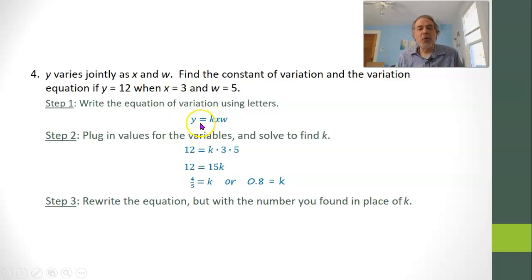So now we can go back and rewrite this equation. Just write the same thing, but instead of the letter k, we'll write the number 0.8. Y equals 0.8 xw, or if you like the fraction version, y equals 4/5 times x times w.